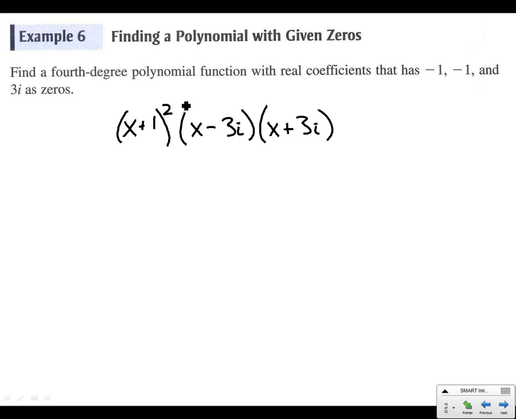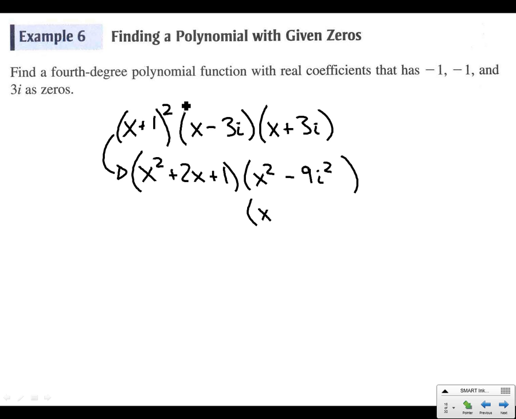We'll have x squared plus 2x plus 1 from foiling this guy. And then from foiling the next one, we'll have x squared minus 9i squared, which is just the same thing as saying x squared plus 9.